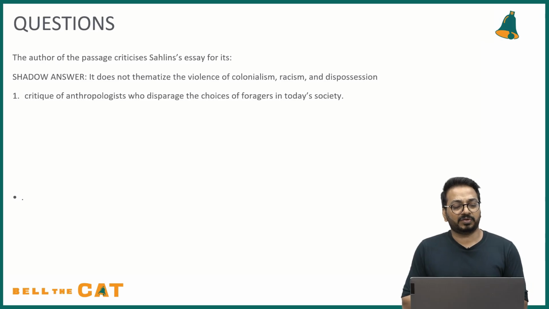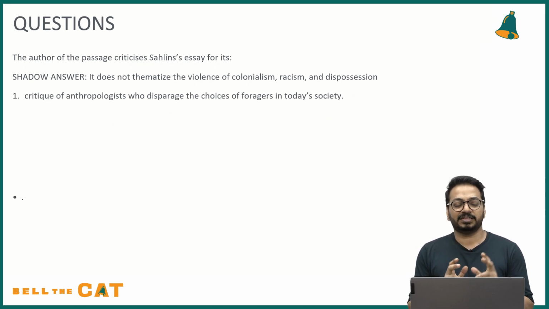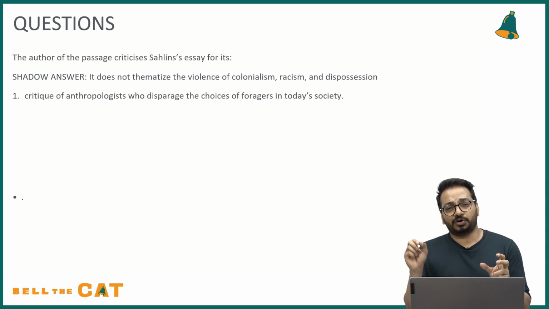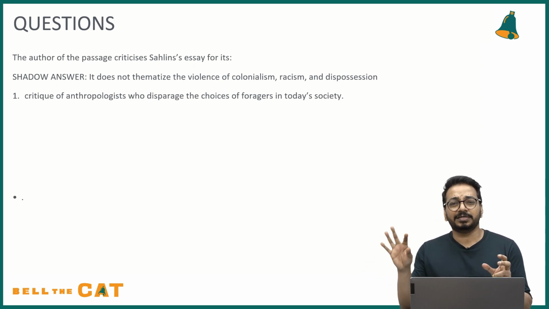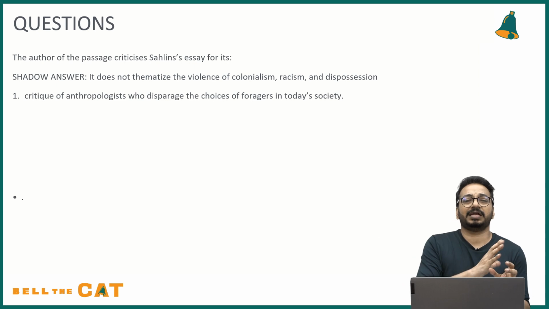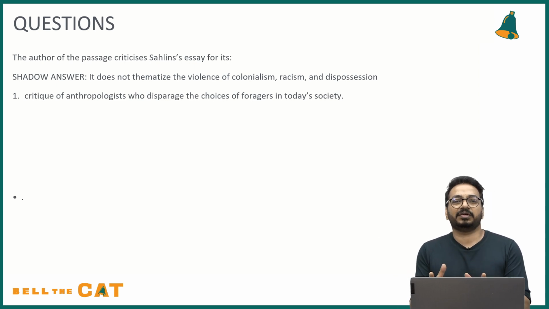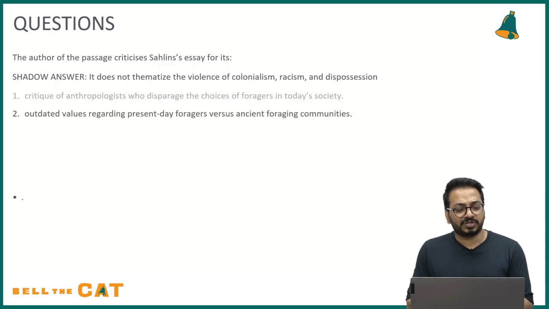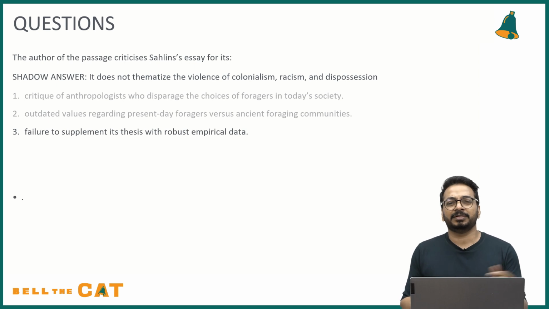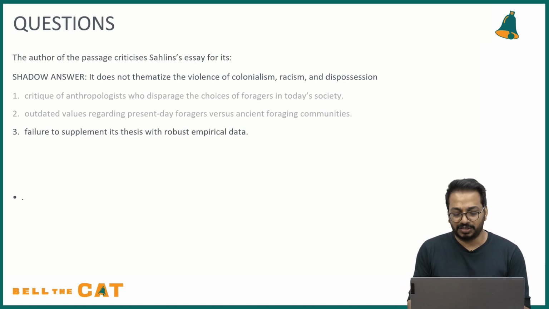Critique of anthropologists who disparage the choices of foragers in today's society. This seems like a valid thing, but he says that while they succumb to it, he's actually talking about the other part, that he's taking these hunter-gatherers to be entire stand-ins for the Paleolithic, as if everybody was like these people. That is the actual criticism, not this. But let's look at the next one. We can leave this. Next, outdated values regarding present-day foragers, that is not a criticism, so that goes. Failure to supplement its thesis with robust empirical data. No, he's never saying that is a problem, that there is no data.